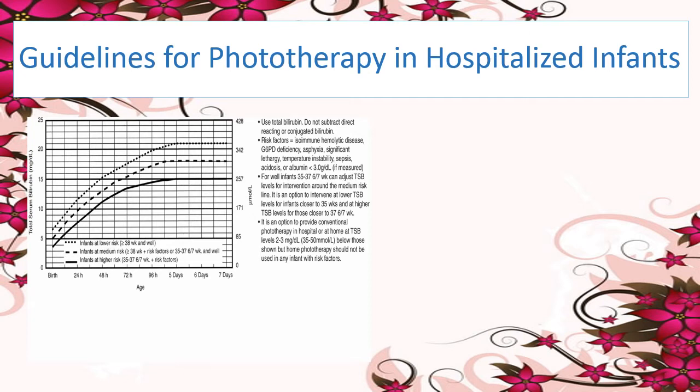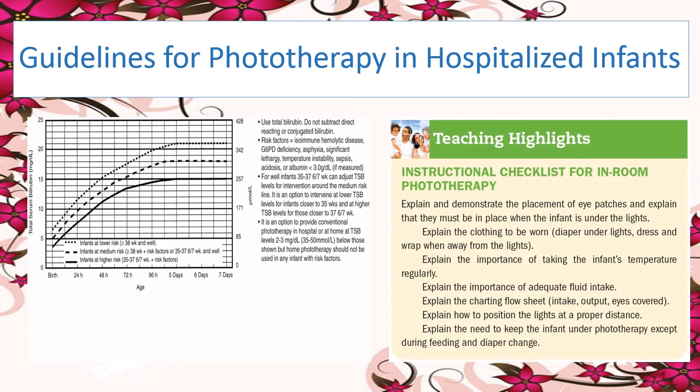For well infants, 35 to 37 weeks, you can adjust the TSB levels for intervention around the medium risk line. It's an option to intervene at lower TSB levels for infants that are closer to 35 weeks and at higher TSB levels for those closer to 37 weeks. It's an option to provide conventional phototherapy in a hospital or at home at TSB levels 2 to 3 milligrams per deciliter below those shown, but home phototherapy should not be used in any infant that has risk factors.